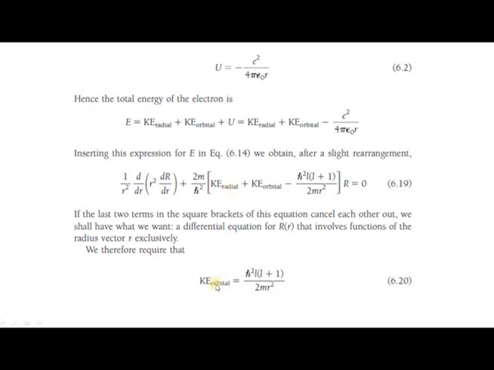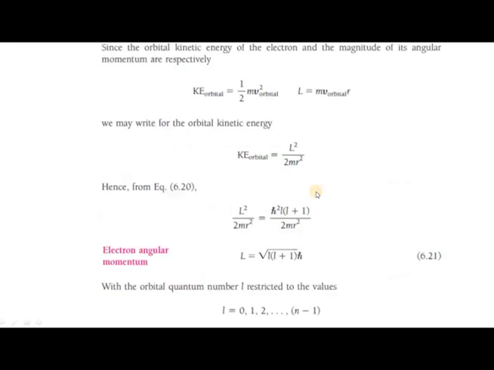I can just take a substitution. K orbital is equal to h bar square L into L plus 1 by 2m r square. That means that both of them get cancelled. So orbital kinetic energy, normally how do we represent orbital kinetic energy? Half mv orbital square. V is the orbital velocity. And we have orbital motion means circular motion. Circular motion means there is angular momentum. And we have the expression for angular momentum mvr, mv orbital r.